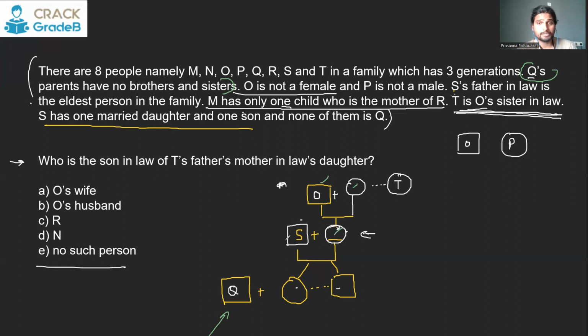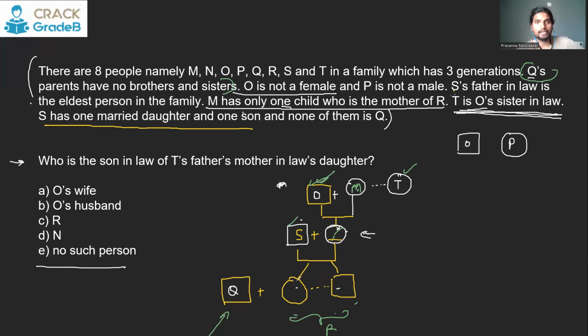S's father-in-law is the eldest person in the family. M has only one child who is mother of R. So this person now becomes M. M has only one child who is mother of R. So out of these two, one must be R. T is O's sister-in-law. So yes, we have shown T as sister-in-law of O.